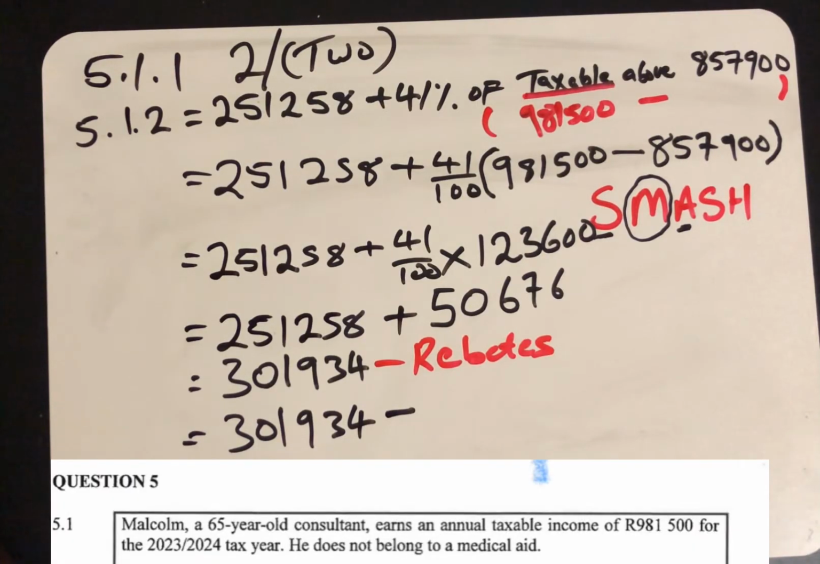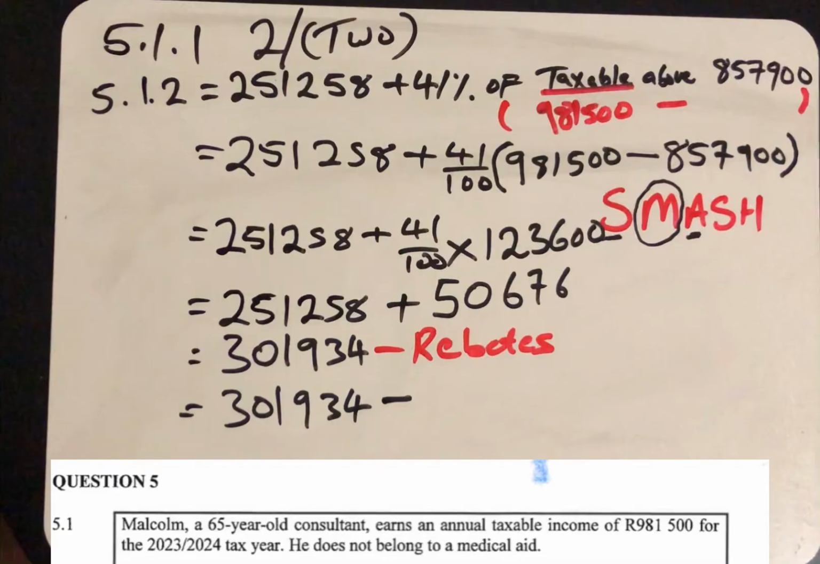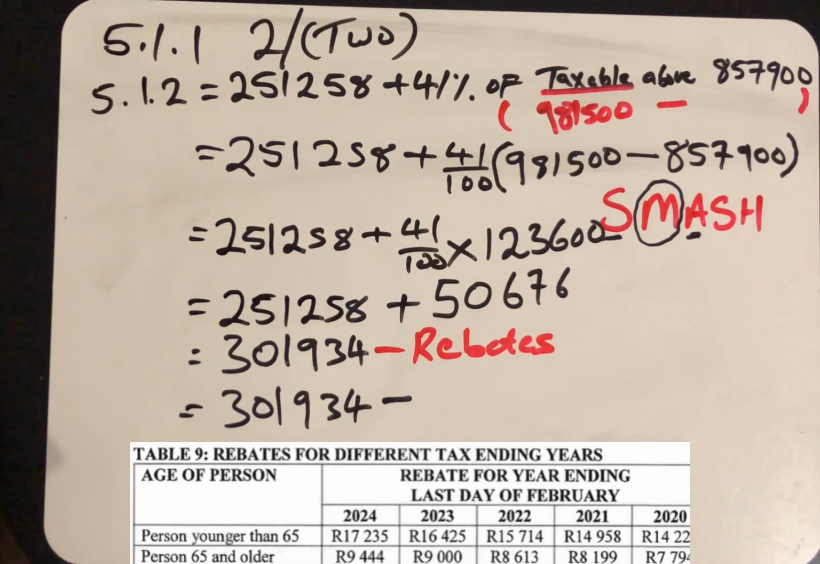Rebates are determined by the age of the person. And if you look at the statement here, we can tell that our person here is 65 years old. And a person of 65 years old qualifies for how many rebates? We said 2 rebates because we answered this question in the first question. This person qualified for 2 rebates of 2024. So we are going to the table of 2024. We take the first 2 rebates.